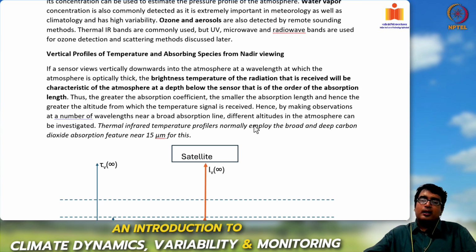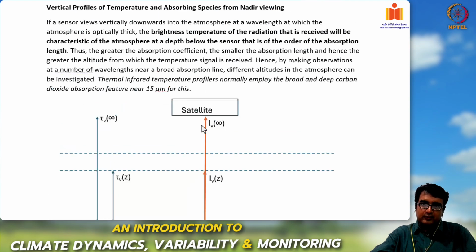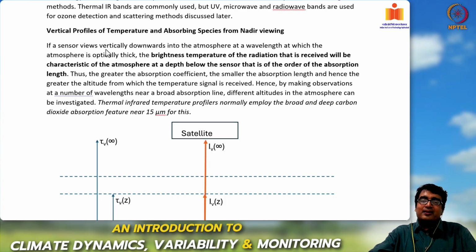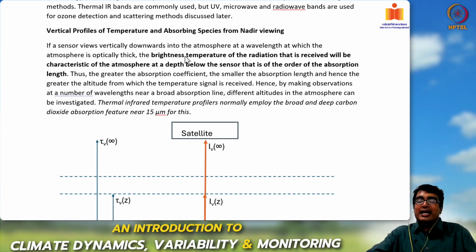So here we are looking at a satellite that is viewing the Earth directly perpendicular, so Nadir viewing. If a sensor views vertically downwards into the atmosphere at a wavelength at which the atmosphere is optically thick, then we have shown earlier, when we were looking at the temperature distribution being observed from the top of the atmosphere, that the brightness temperature of the radiation that this satellite detects from space is characteristic of the atmosphere at a depth below the sensor that is of the order of the absorption length.